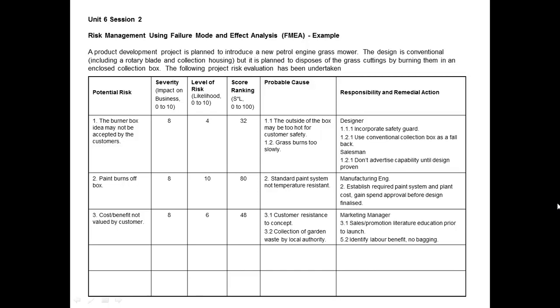Welcome to Unit 6, Session 2. Risk management using failure mode and effect analysis, FMEA. An example to illustrate how the technique is used.